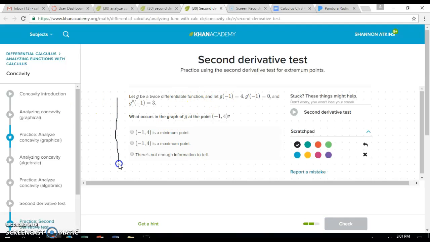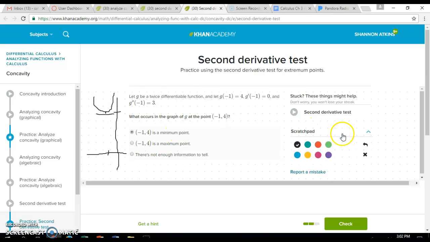-1, 4. I think my lines are getting straighter the more I do this. Haha, not so much. -1, 4, right here. Again, first derivative is 0. That's what the second derivative test says. It's exactly the same. First derivative is 0 means there's a horizontal tangent. Second derivative is positive. All of these are referencing when x equals -1, the same x value. Second derivative is positive means I am concave up, which means I have a minimum point.